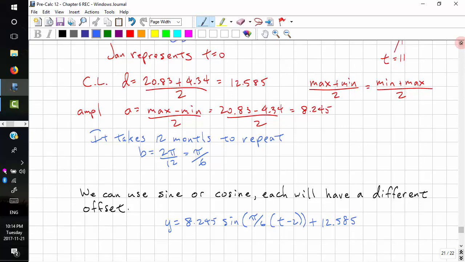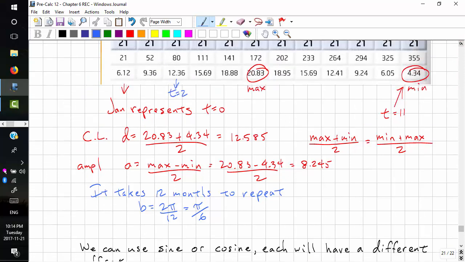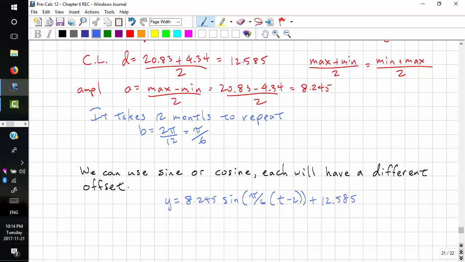Let's go back up to the graph. Cosine starts at the maximum, so this is t equals 5. This is 0, 1, 2, 3, 4, 5. So we can choose either way. Y equals 8.245 cosine. Notice that these values don't change. It's just the offset. Pi over 6 (t minus 5) plus 12.585.